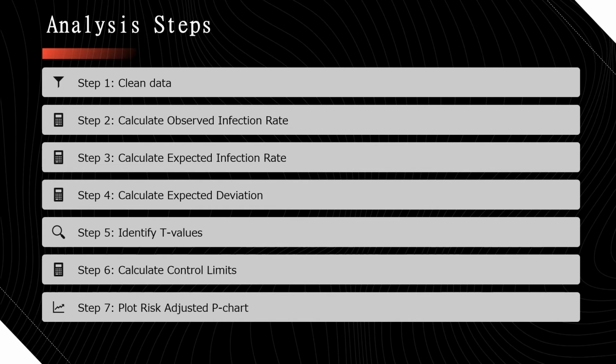The analysis steps for this question are as follows. We will be going through cleaning the provided data and calculating rates and values, and finally we will plot the risk-adjusted P-chart.